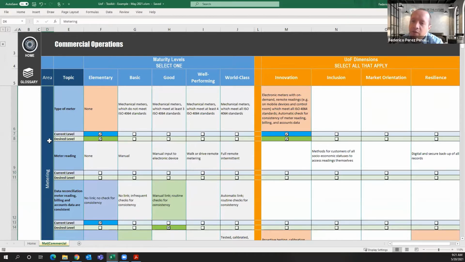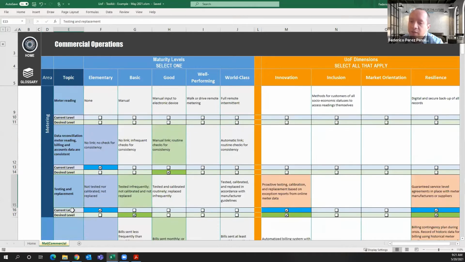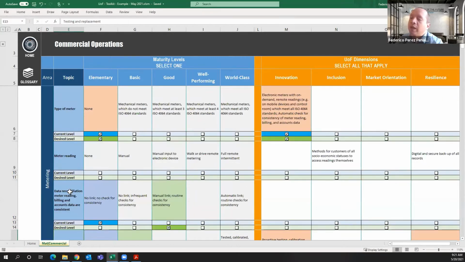No? So for metering, for example, you will find different topics: type of meter, meter reading, data reconciliation, and testing and replacement, for example. So then for each topic, we have in total 90 topics between the 5 elements. For each topic, you will find the current level. You have to select the current level and also the desired level.